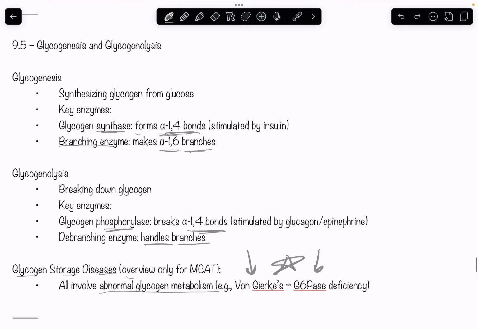This is a very simple breakdown of the formation and breakdown of glycogen. Kaplan didn't really go into too much detail about it, but I do feel like on full length I've seen more detail.